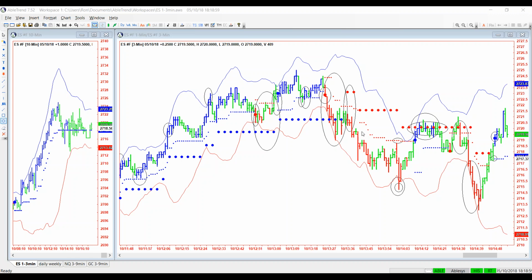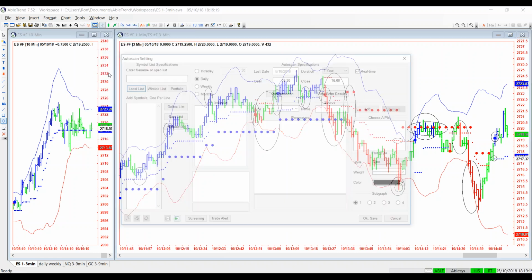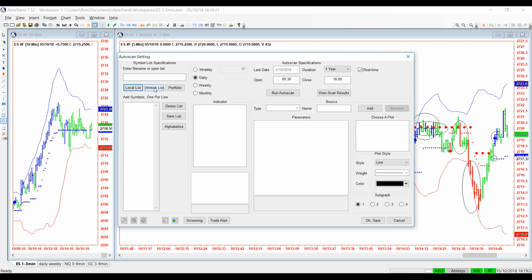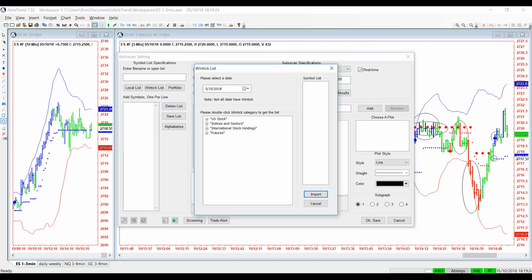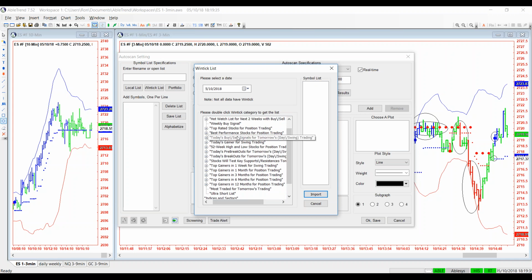Andrew, can you sometime do a webinar on how to use WinTick with best practices to find swing trades like this Walmart signal? Okay, Andrew, that's actually pretty easy. You could go Tools, set up auto scan. Over here on the top left, WinTick list, U.S. stocks. And this is my favorite link here. Today's buy-sell signals for tomorrow's trade. Today's buy-sell signals. Double click on that.